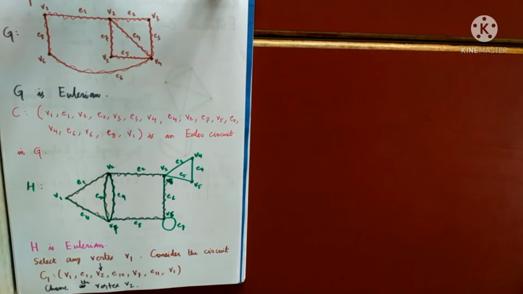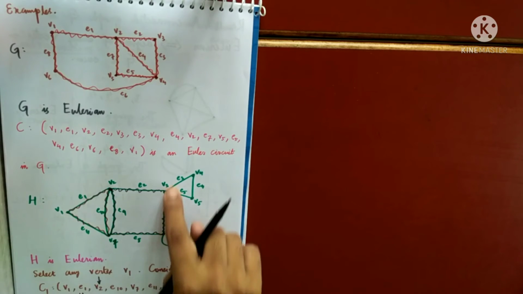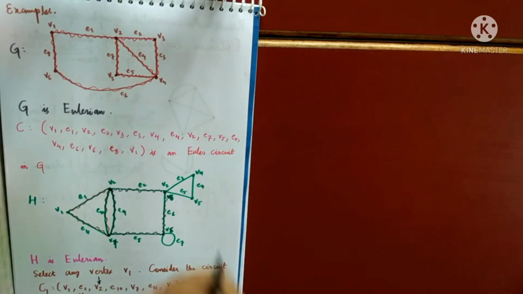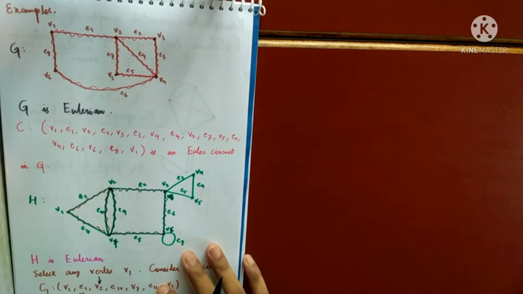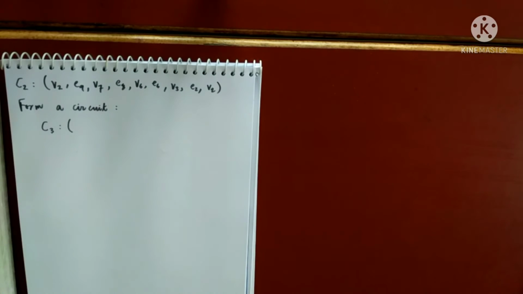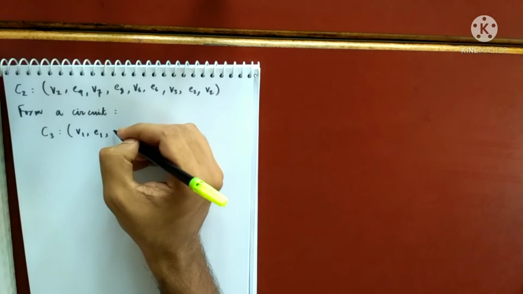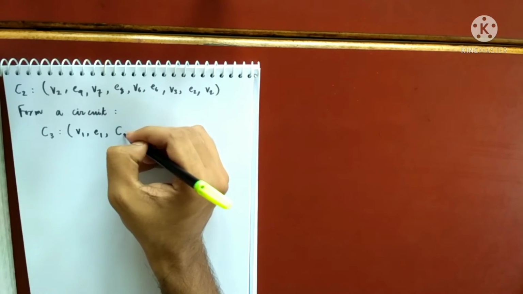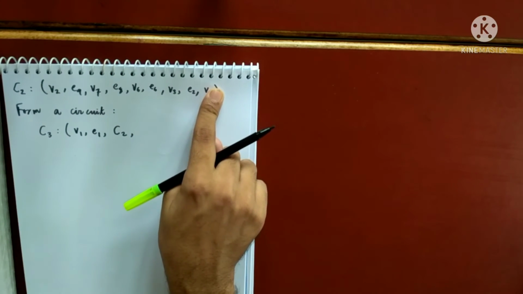With the help of these two circuits, my circuit C1 was this and circuit C2 was this. I am merging them. That means instead of V2, I will write down the whole C2. That means V1, E1, C2, and then I will continue this. V1, E1, it was V2, so instead of V2 I write C2. V2 to again V2, that doesn't change anything, right?